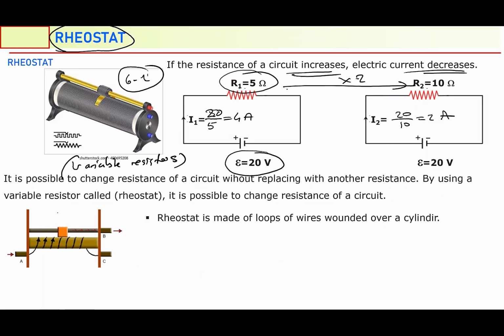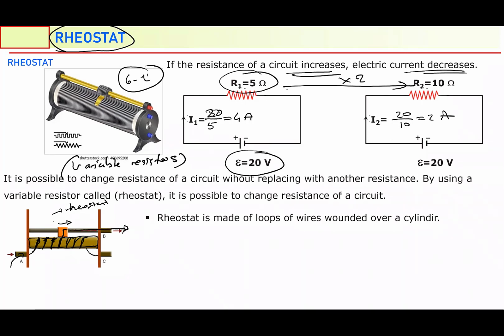This is the diagram of a rheostat. So you see there is a cylinder, and over this cylinder, wire is wound. So electric current enters from A, goes on these loops, and passes through these slides and leaves from B.